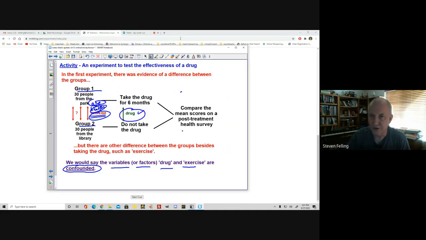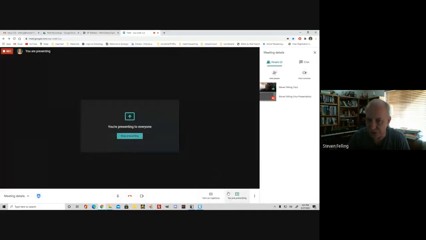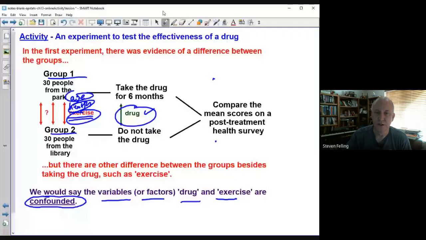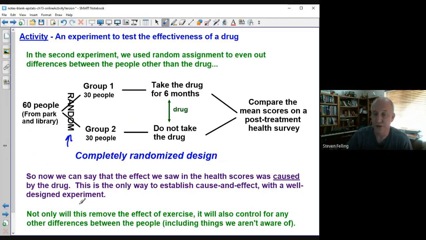Let me switch back to showing just the notes, and then I want to wrap up some more stuff about terminology. Right. So unless we do randomization, there are other confounded variables that could be different between the subjects that we're not subtracting out. And effectively, by randomizing, we're subtracting out the effects because you get an even number in each one. The good news is not only does this remove the effect of exercise, randomization controls for all differences between people, including things we're not even aware of.